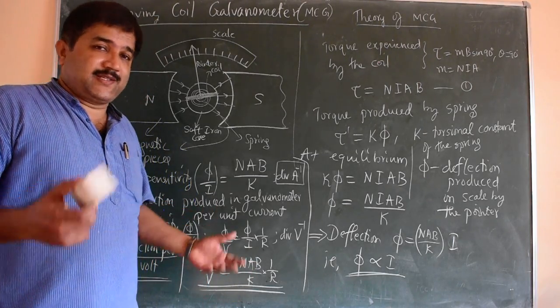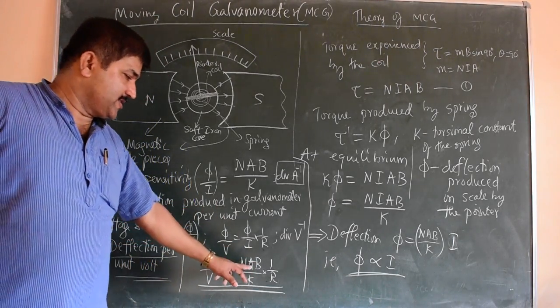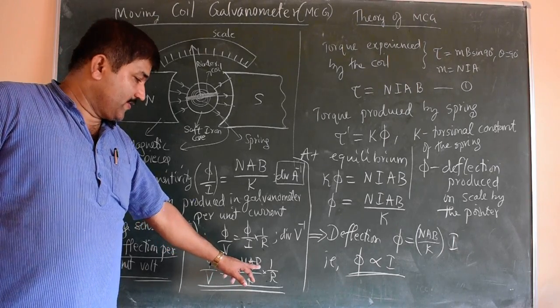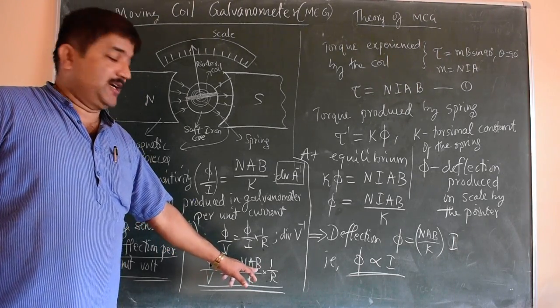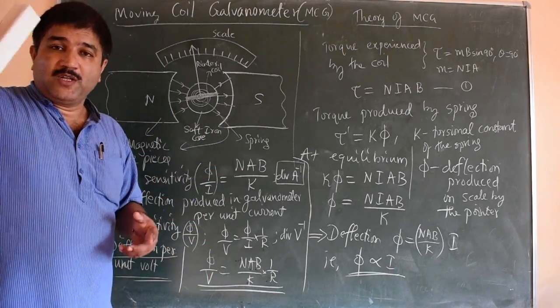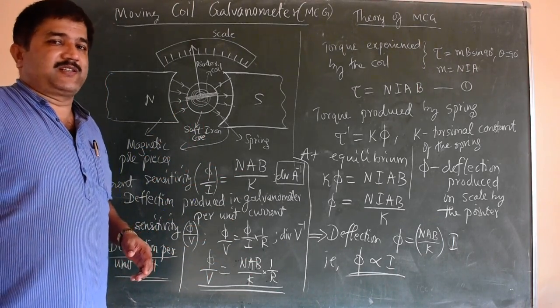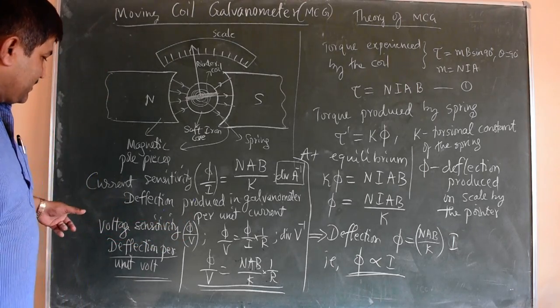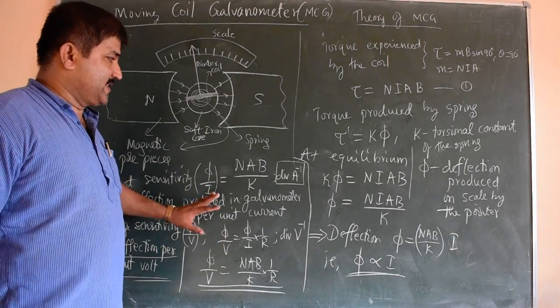So to increase voltage sensitivity, you have to increase the area, or keep the coil in a stronger magnetic field, or reduce the value of K, that is, use a spring of small torsional constant. So that's all about voltage sensitivity and current sensitivity.